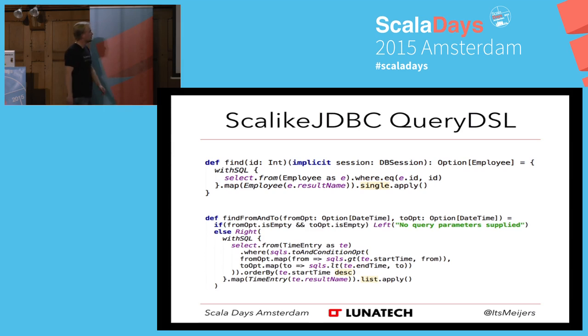For instance, the find function, where you put your query between the withSQL braces. And then this is a simple where equal. And then if you have the result, you map over it and you apply that result to the apply method you defined earlier. And then if you want a single resource back, you specify the single. And in the case of a list, then you say the list. And ScalikeJDBC also has some nice options where it takes care of some optional values, for instance, with the toAndConditionOpt. So all pretty simple, but still very nice and really easy to use.